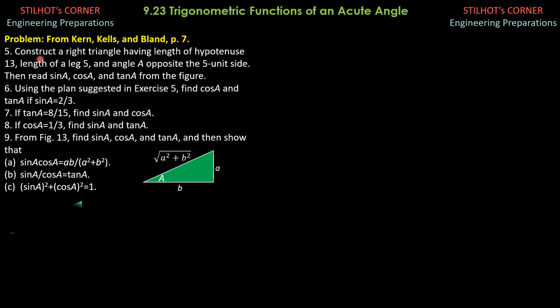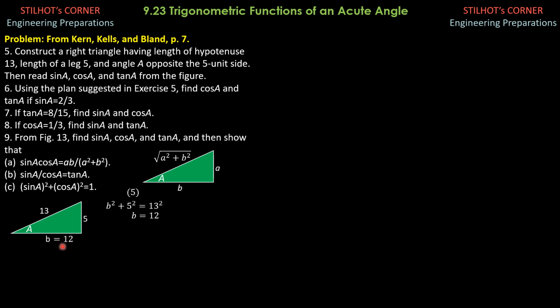So for problem 5, let's construct a right triangle. This is the 90-degree angle, and angle A is opposite to the 5 unit side. The hypotenuse is 13, so therefore this is B. By Pythagoras theorem, B square plus 5 square equals hypotenuse square. So B square plus 5 square equals 13 square. 13 square minus 5 square is 169 minus 25 is 144. So square root of 144, B is 12.